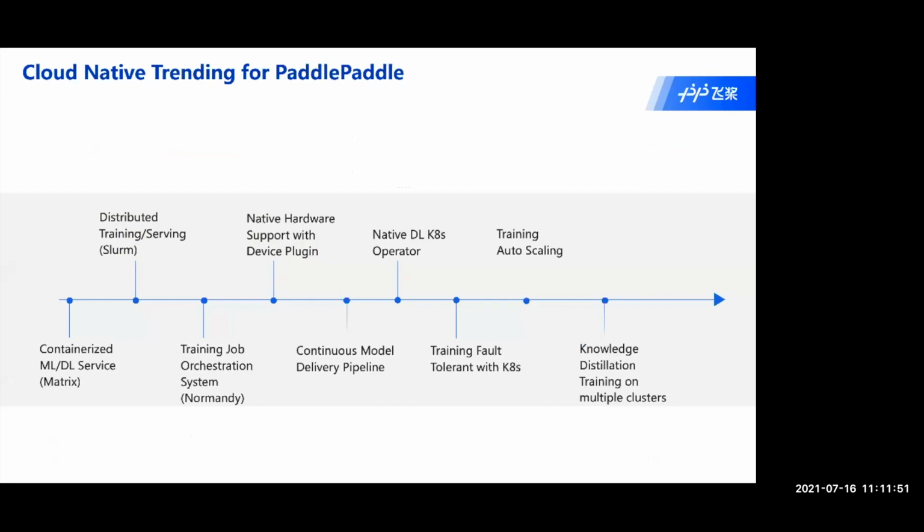And then with Kubernetes coming to our eyes, we use device plugin to support native hardware support, such as NVIDIA GPU. And later, we implemented a training task operator based on Kubernetes to support native distributed training. And recently, we did a lot of optimization in resource utilization, like the job fault tolerance, the task auto-scaling, and the knowledge distillation. We will talk about all kinds of technologies later.